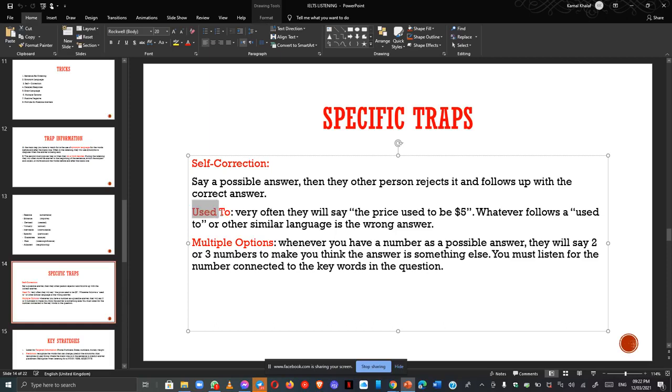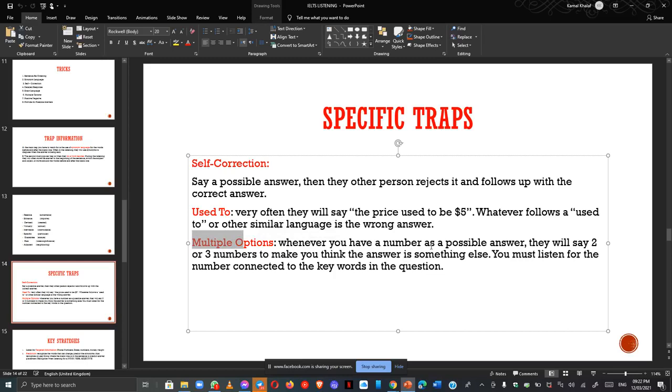Next, used to. Normally, any answer after used to is not the correct one. Very often they will say the price used to be $5, for example. What does it mean? It means it was $5, which means 5 is not the correct answer. Whatever follows used to or other similar language like former, for example, is the wrong answer. Okay? Next one, multiple options.